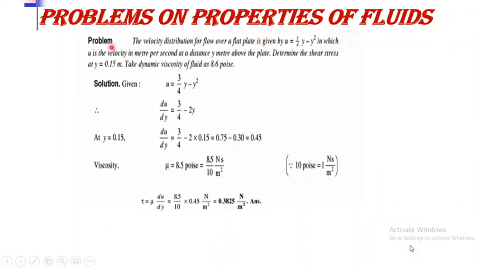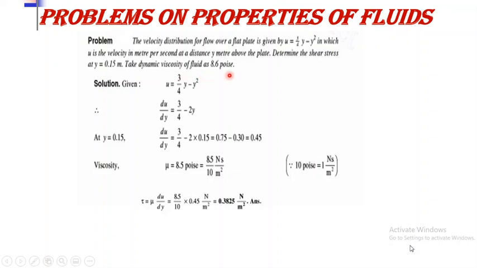Then moving to the next question, the statement of the question is that the velocity distribution for flow over a flat plate is given by u is equal to 3 by 4 y minus y square, in which u is the velocity in meter per second at a distance y meter above the plate. We have to determine the shear stress at y is equal to 0.15 meter. Take the dynamic viscosity of fluid as 8.6 poise.